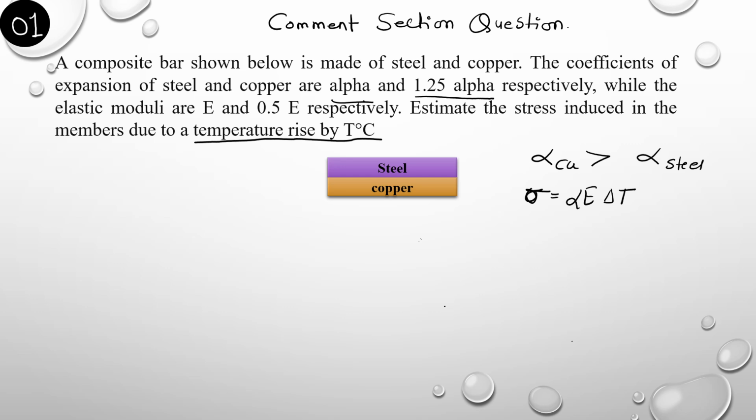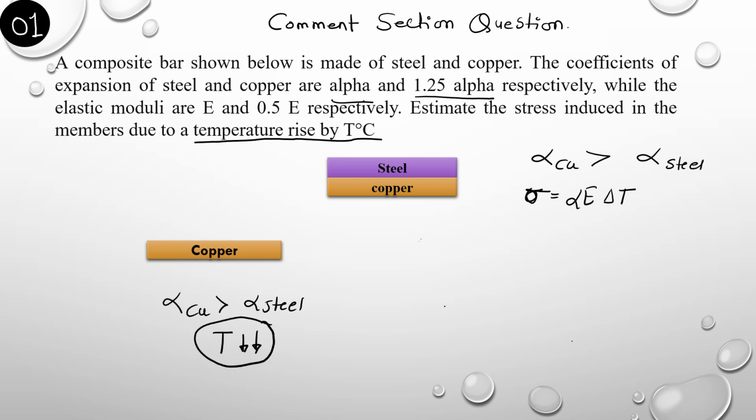There are two conditions: if the temperature rises by T degrees Celsius, and if the temperature lowers by T degrees Celsius. First we see the temperature lowers by T degrees Celsius. So this is the copper, and in the case of copper the coefficient of thermal expansion is more than the steel. Here we lower the temperature, so this is the condition for lowering the temperature.